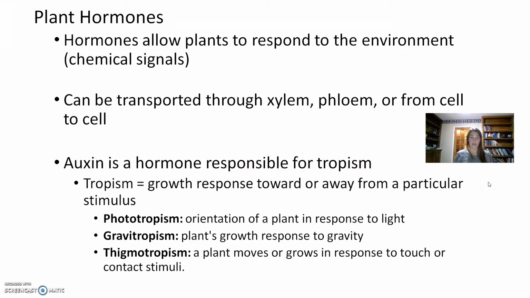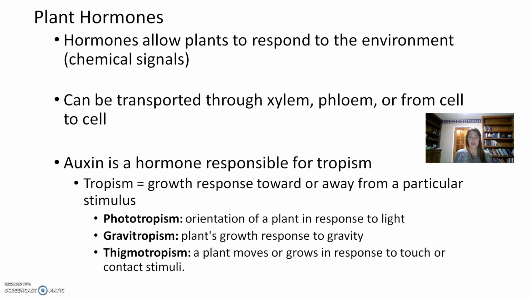Plant hormones. Just like all living things have hormones, so do plants. Hormones allow plants to respond to the environment by a chemical signal. That's what hormones are. And it can be transported through the xylem, the phloem, or from just all the different cells. We talked a little bit about auxin, but it's a hormone responsible for what we call tropism. Now, tropism is a growth response toward something or away from a stimulus, okay?